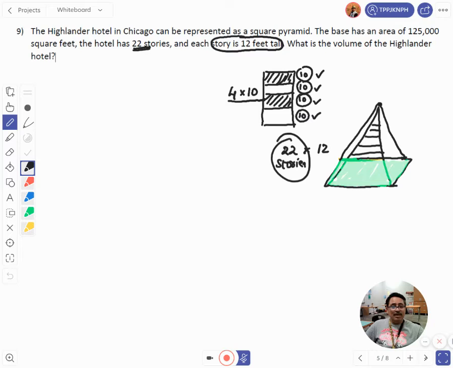In the same way here, 22 stories and each floor is 12 feet tall, may I multiply? Yes, that makes sense. Right?